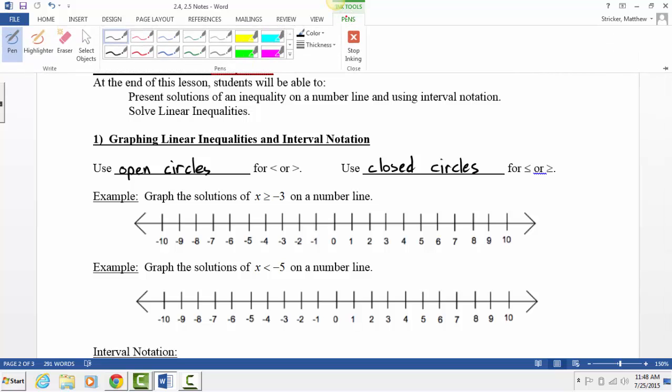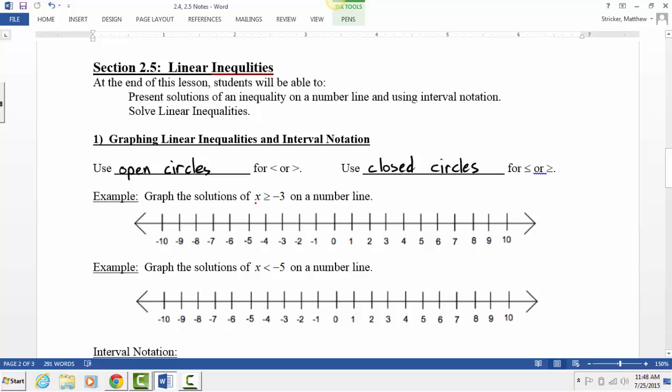For example, if I wanted to graph x is greater than or equal to -3 on a number line, the first thing I would do is find -3. And notice, since this is a greater than or equal to, I'm going to use a closed circle there. And that is greater than -3, which means I'm going to graph every number in the direction of the numbers that are bigger than -3, which would be the numbers to the right.